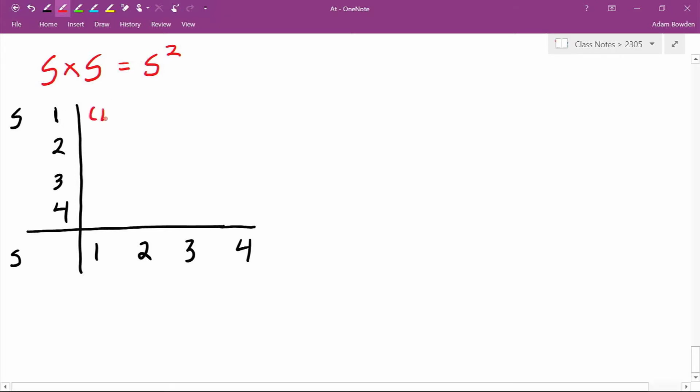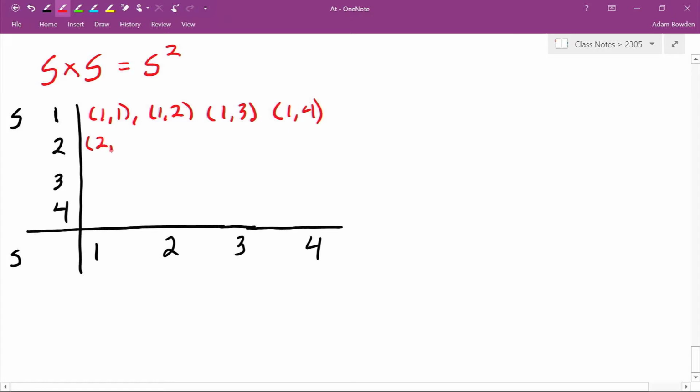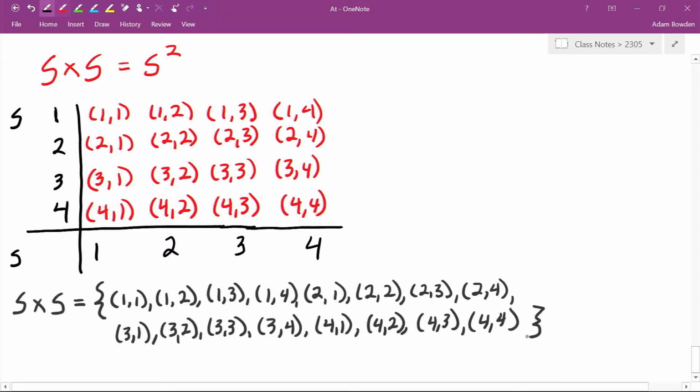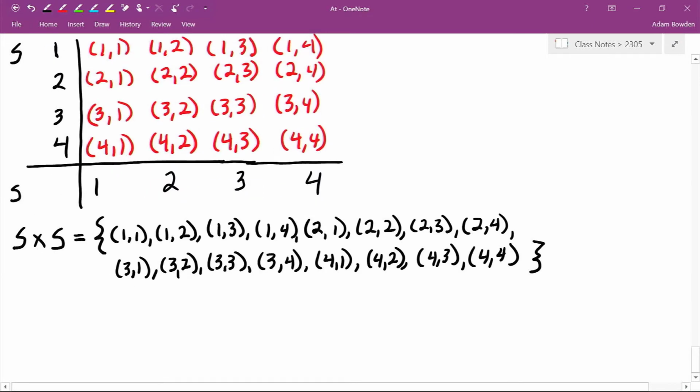So we'll get ordered pairs like (1, 1), (1, 2), (1, 3), (1, 4), (2, 1), (2, 2), (2, 3), (2, 4), (3, 1), (3, 2), (3, 3), (3, 4), (4, 1), (4, 2), (4, 3), and (4, 4). Okie doke. Those are all the elements listed out in the set for S cross S.